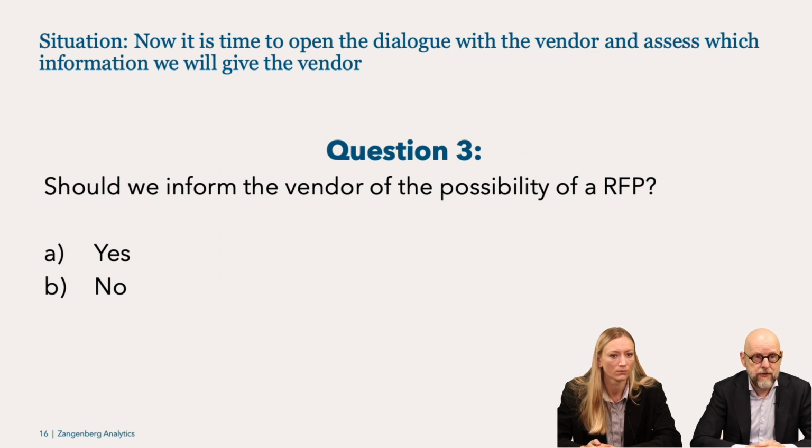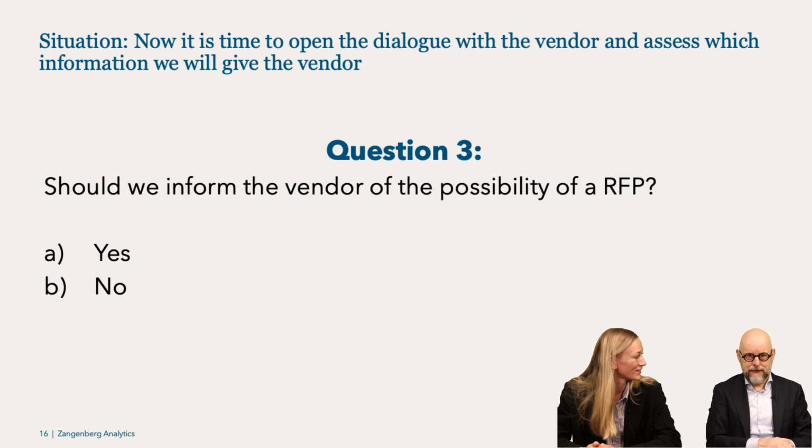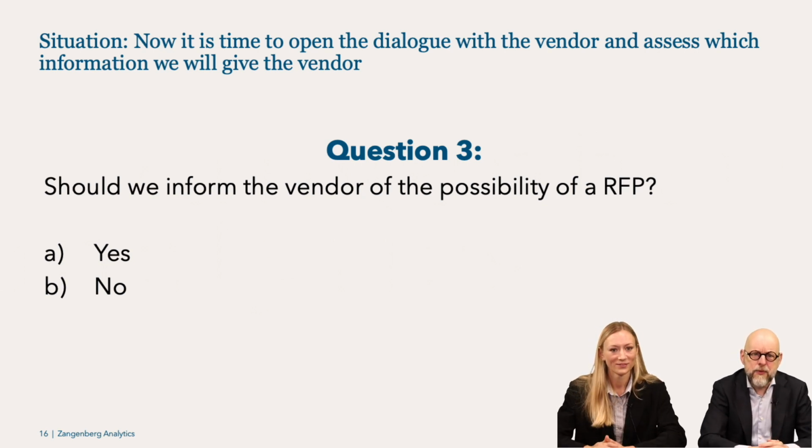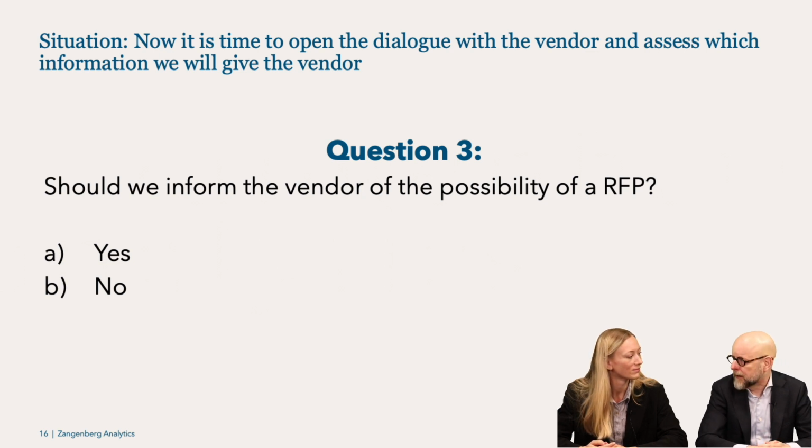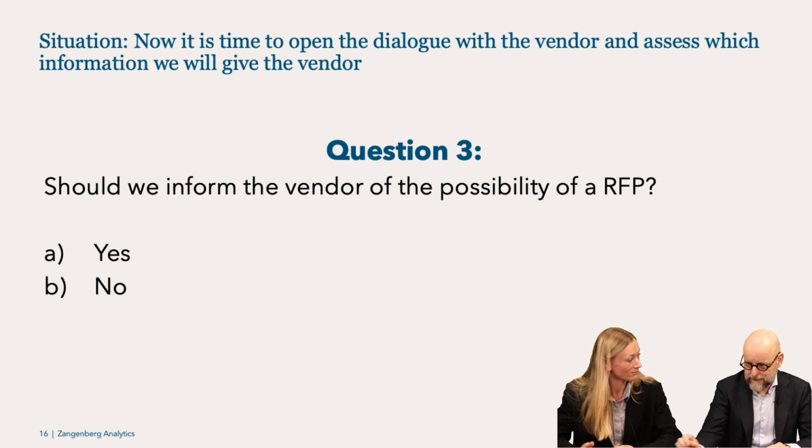So the question now is, should we inform them about that? Should we tell them, if you don't play ball, we go for an RFP? Yes. Seems like a very clear picture. There's a quite clear picture here. Yeah. 94% of you believe that we should do that. Yeah. So basically, full disclosure, but we'll get back to that. Yeah. So basically, we will tell them what the BATNA is. Exactly.